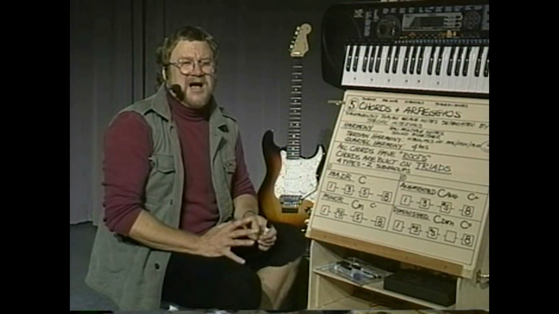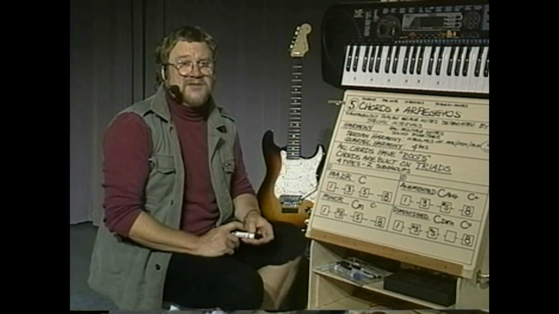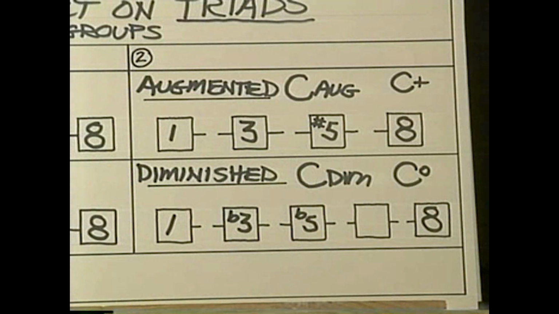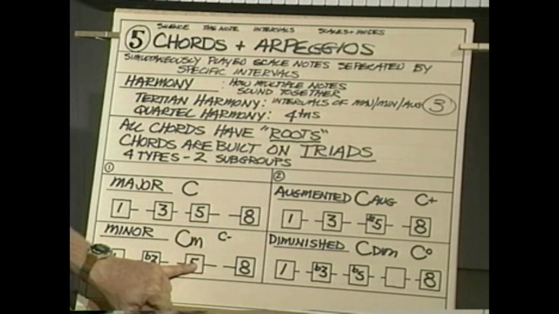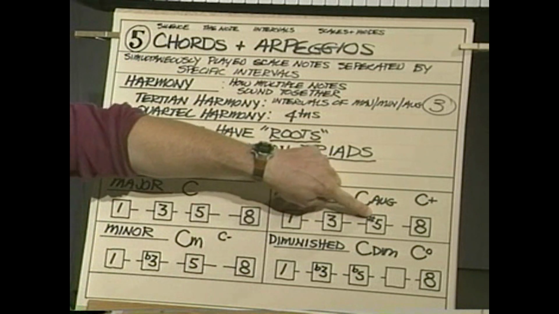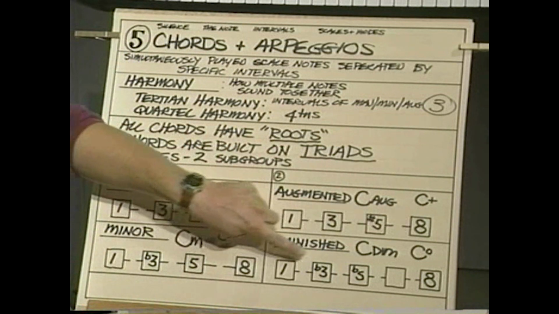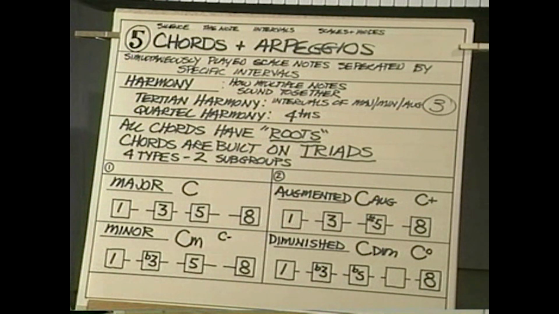These are the building blocks of most of the chords that we actually use in the songs that we play. 4 different types of triads. Major, 1-3-5 with the 8, of course. Minor, 1 flat 3-5, with the octave note. Augmented, 1-3 sharp 5 with the octave note. Diminished, 1 flat 3 flat 5 with the octave note up there.